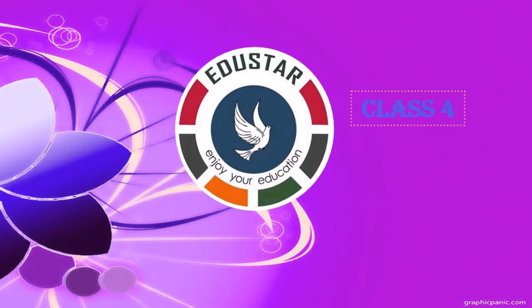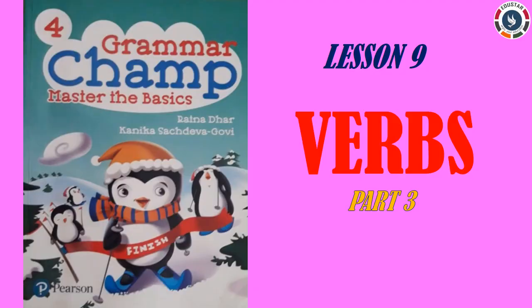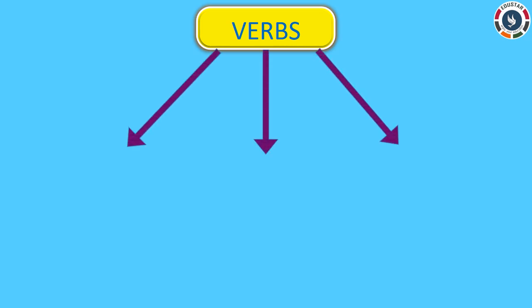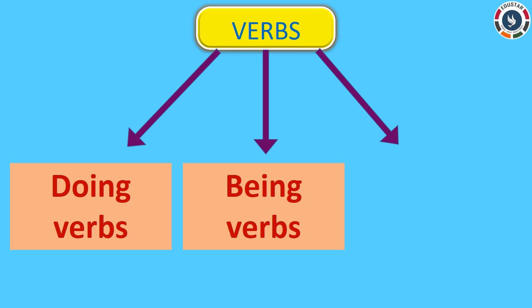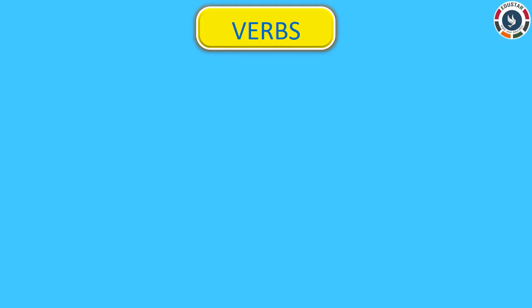You are watching EduStar Class 4 English Grammar. Today, we are going to learn from your grammar book, Lesson 9, Verbs, Part 3. In the previous two videos, we saw the different functions of the verbs, that is, doing verbs, being verbs, and having verbs. In this video, we are going to learn about helping verbs.